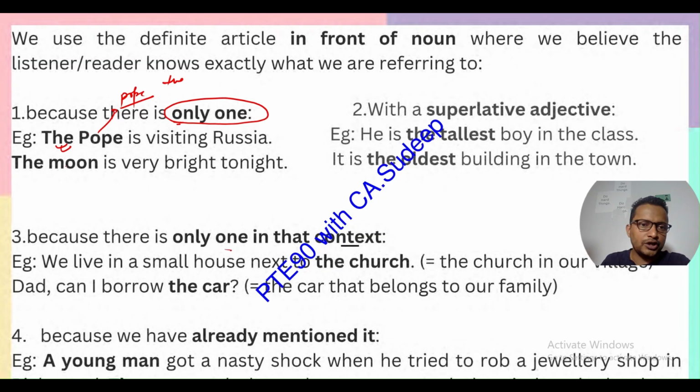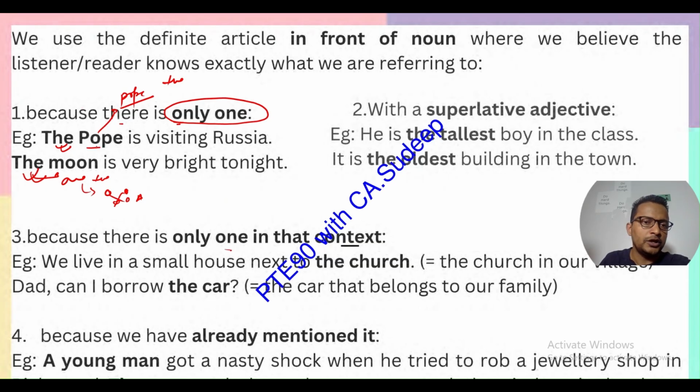Let's say, the moon is very bright tonight. For Earth at least, we have only one moon, right? So that's why we can say "the moon". In an astronomy context, when you are talking about the universe and there is more than one moon, in that context you can say "a moon", but that is very awkward. In general English, we say only "the moon". So if there is only one, then it is the moon.